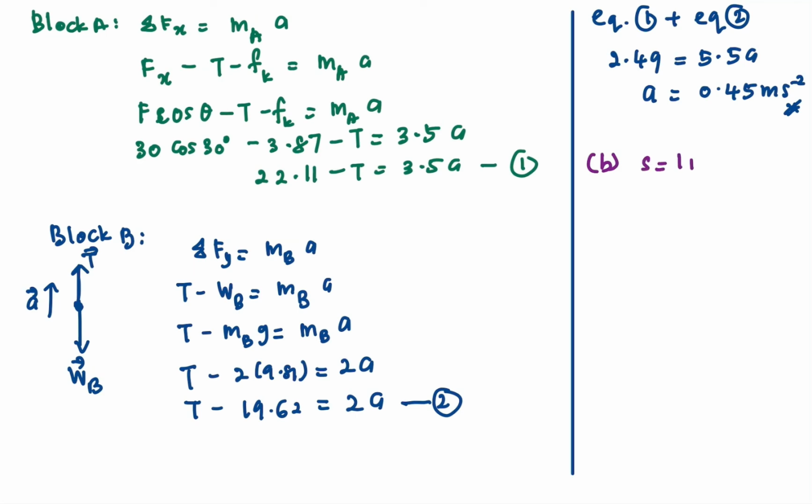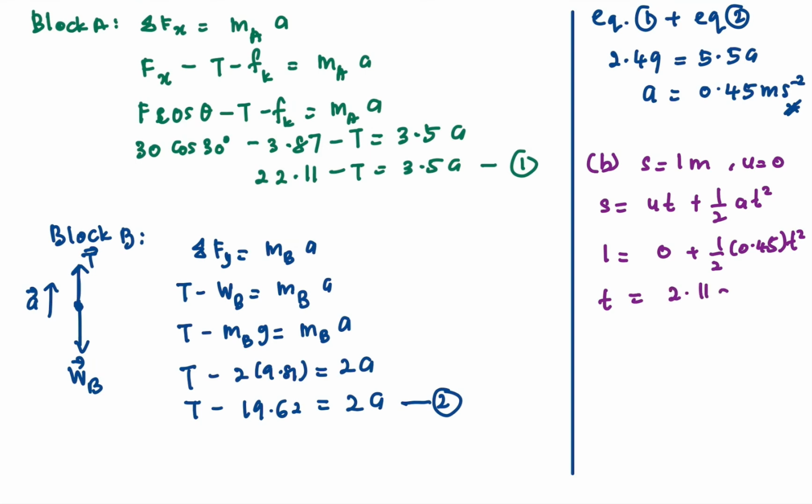For part B, s is 1 meter displacement, so use s equal to ut plus half a t squared. Actually your u is equal to 0, so 1 equal to 0 plus half times 0.45 times t squared, and then you can get your t will be equal to 2.11 seconds.